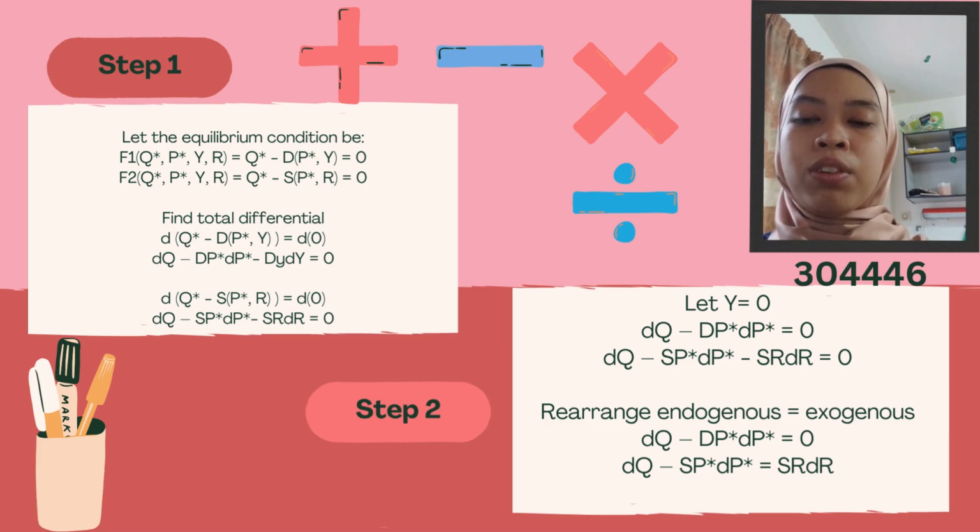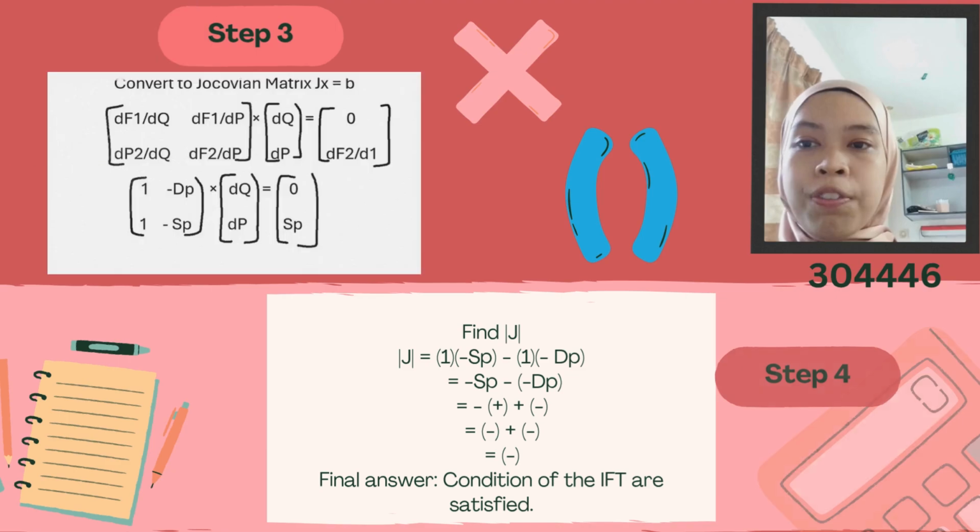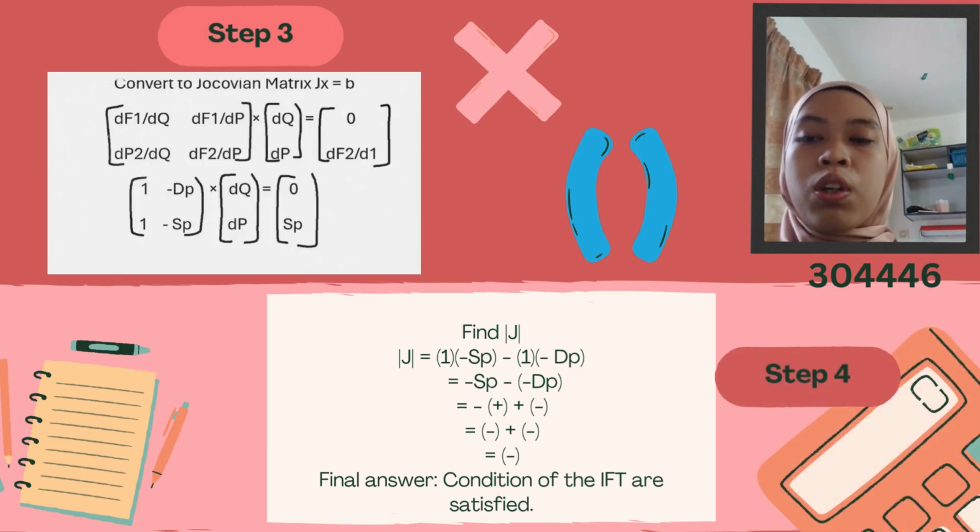And then we have to rearrange, endogenous on the left and exogenous on the right. So dQ minus D_P dP star equals D_Y dY, and the second one is dQ minus S_P dP star equals S_R dR. For the next step, we have to convert to Jacobian matrix form, which is Jx equals B. And the last step is to find the value of J.